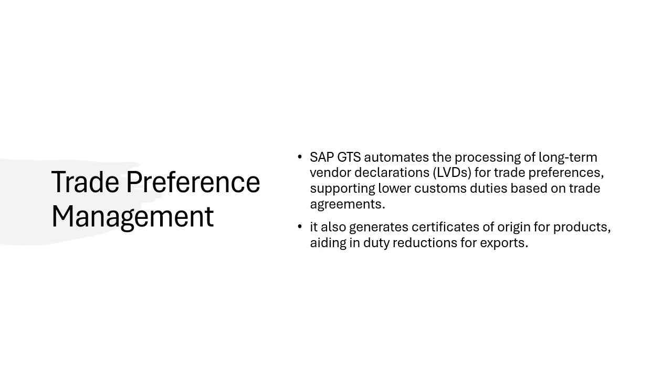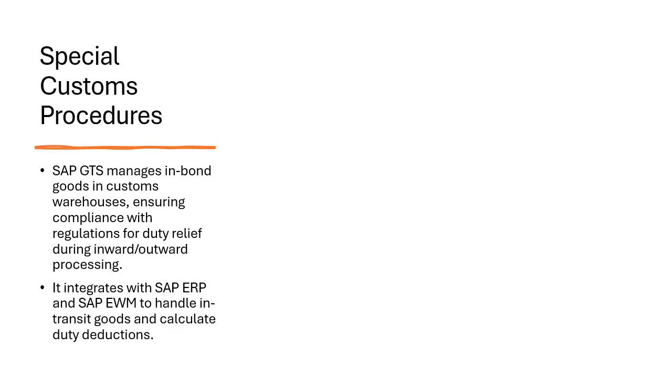This feature of SAP Global Trade Services helps businesses take advantage of predefined trade agreements to reduce import duties. It also manages the eligibility of products for preferential treatment, automates the creation of certificates of origin, and helps maintain long-term vendor declarations. And next is special customs procedure.